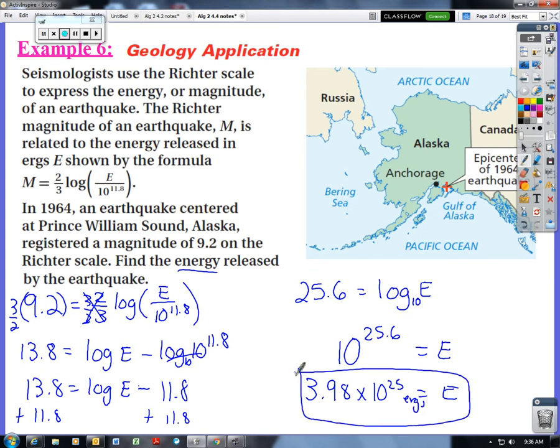And since we don't know what an erg is, we don't really have an appreciation for just how much energy this is. But if we were seismologists, we probably would. And we've heard about the destruction of the earthquake, so we know it was very, very large. Okay, I think we'll probably do one of these in class again, so you can practice this as well.